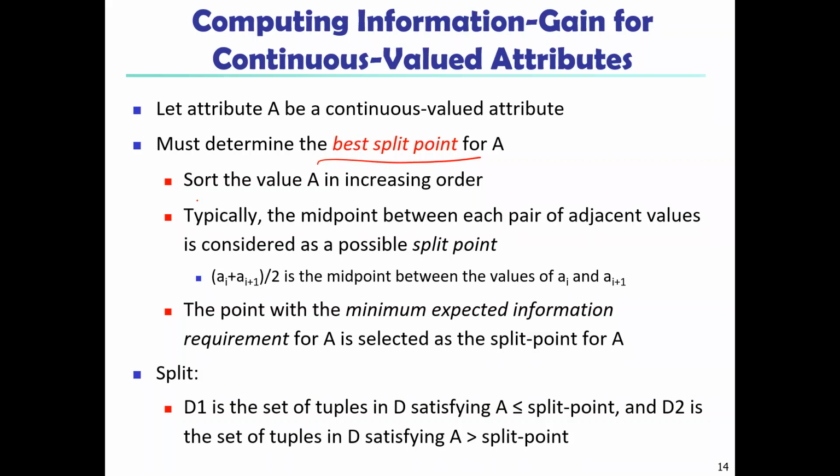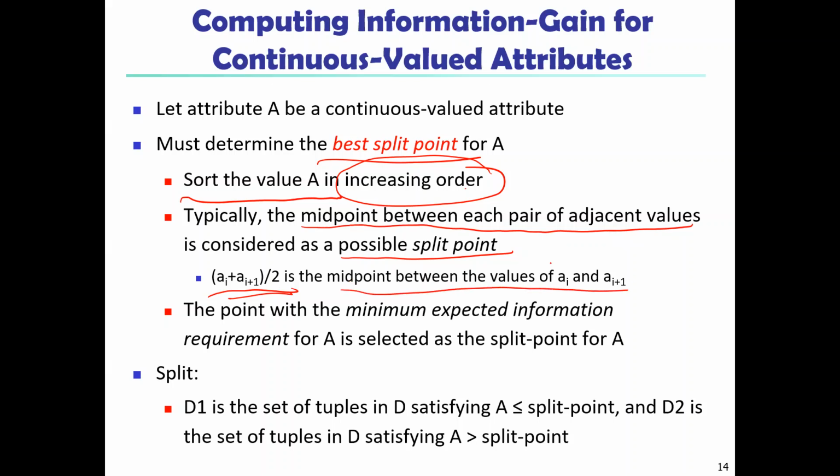First, what we need to do is sort all the values of attribute A in increasing order. If we are sorting them in increasing order, it is very easy to find the midpoint. So we need to find a midpoint between each pair of adjacent values, and we are going to consider it as a possible split point. How to find the midpoint and split point? By taking this formula, (Ai + Ai+1) divided by 2, which gives the midpoint between Ai and Ai+1.